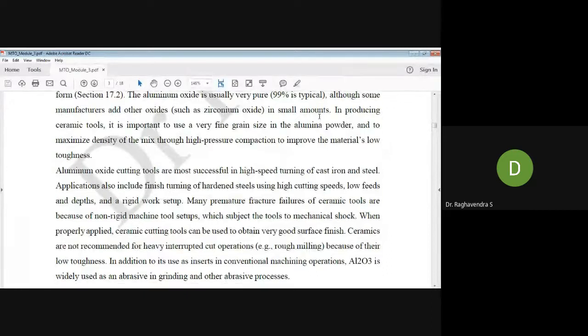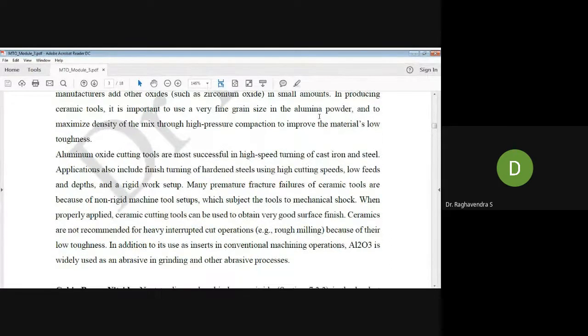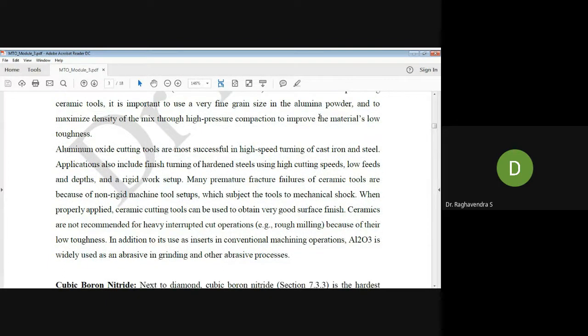Ceramic is also one of the toughest and hardest materials, where they use it in a mix with other alloys, maybe aluminum oxide, zirconium oxide, all these things. They'll mix it and prepare the material.